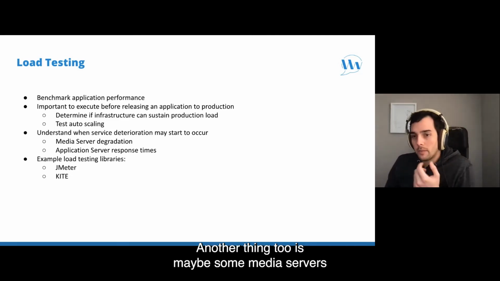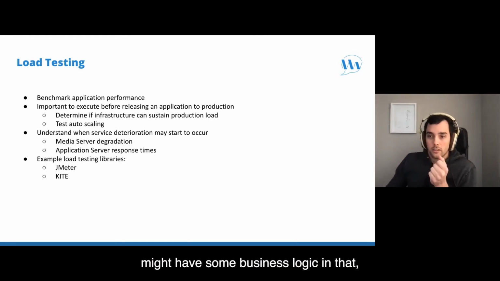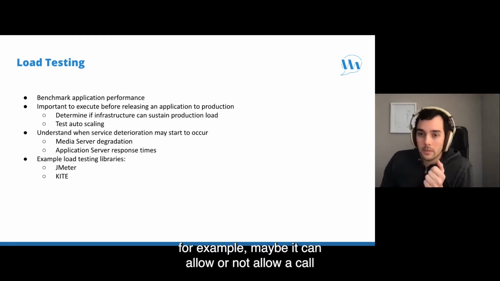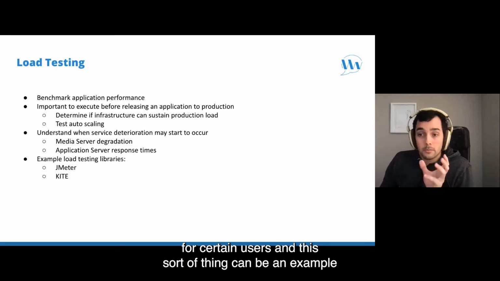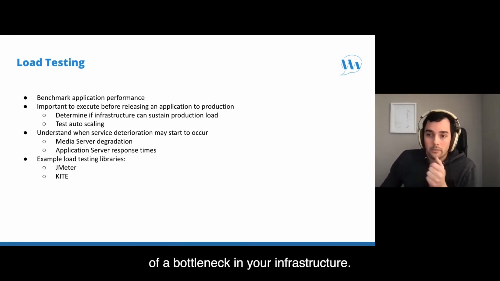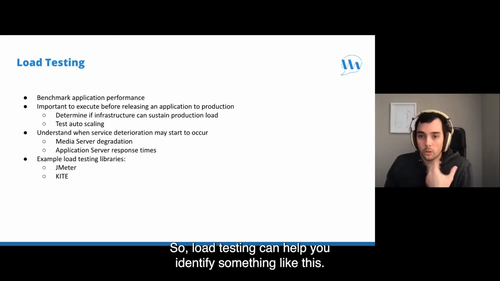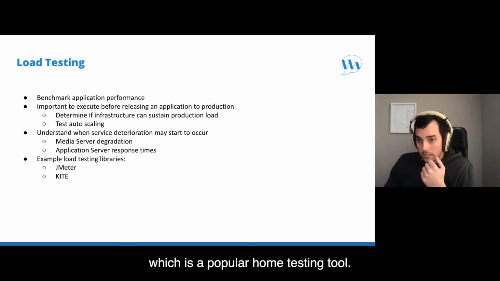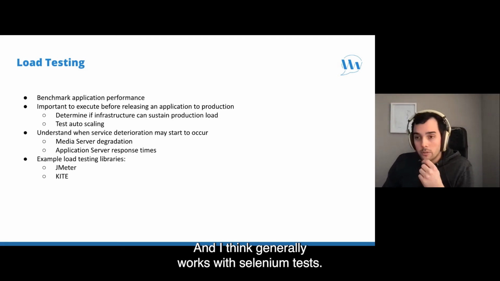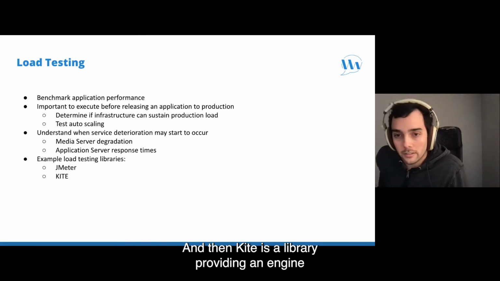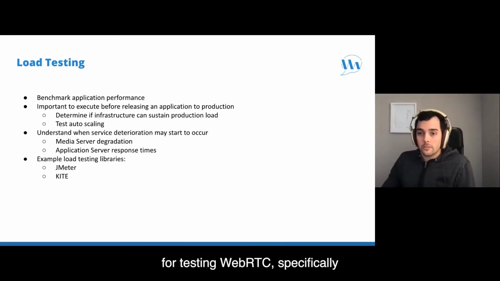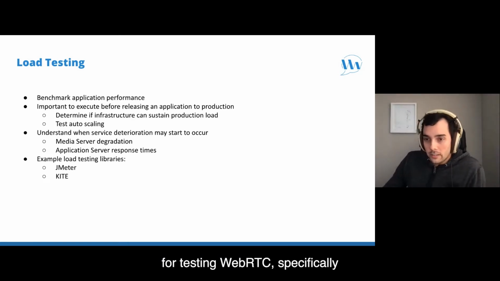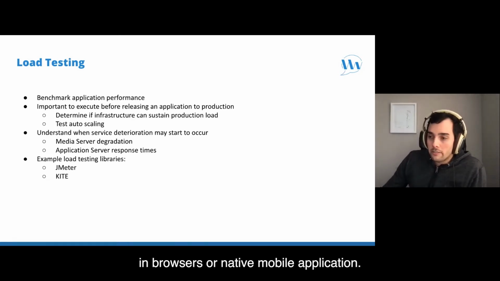Another thing too is that some media servers might have some business logic in there. For example, maybe it can allow or not allow a call for certain users. And this sort of thing can be an example of a bottleneck in your infrastructure. So load testing can help you identify something like this. A couple examples are JMeter, which is a popular load testing tool, and I think generally works with Selenium tests. And then Kite is a library providing an engine for testing WebRTC specifically in browsers or native mobile applications.